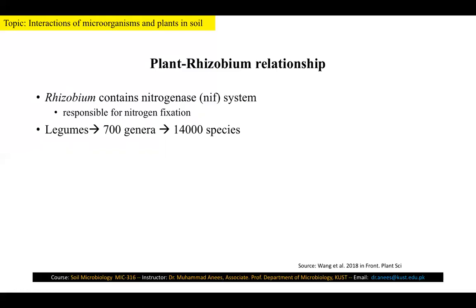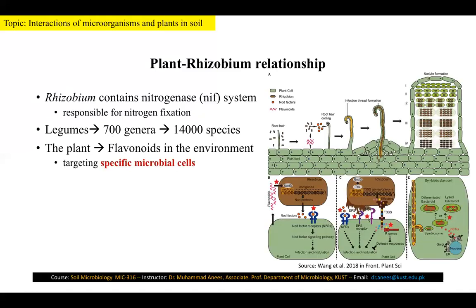The other partner is the plant belonging to Leguminaceae or Fabaceae family. It has around 700 different genera and 14,000 different species. So it's a very big group of plants. So what happens, how is this relationship established? So we will talk about it here in a brief way.